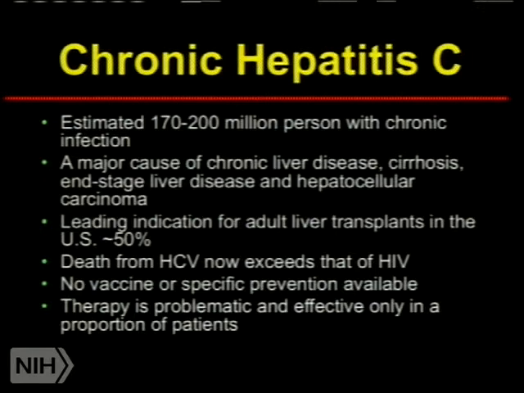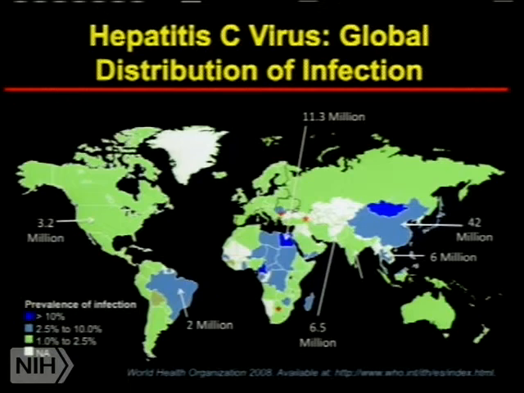So this slide shows the global distribution of hepatitis C infection. As I mentioned, it's a major cause of cirrhosis and hepatocellular carcinoma, and is therefore a major cause of disease burden worldwide. So highlighted here by the arrows are the prevalence rates of hepatitis C in the six most populous countries in the world. And if you take these six most populous countries, including Egypt, they account for half the cases of hepatitis C globally.